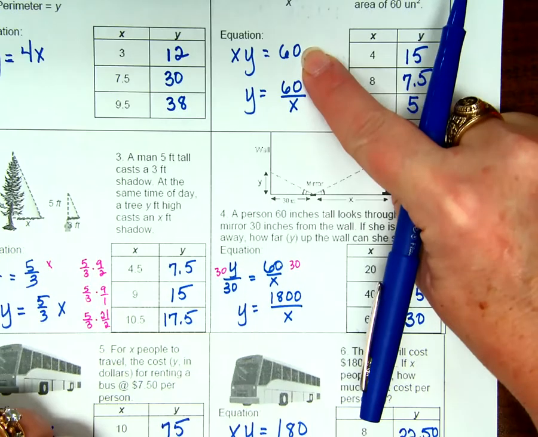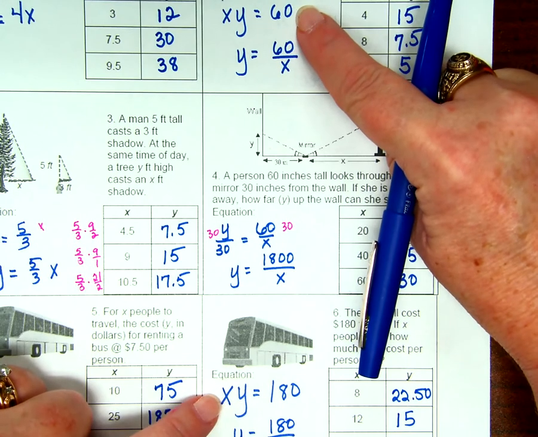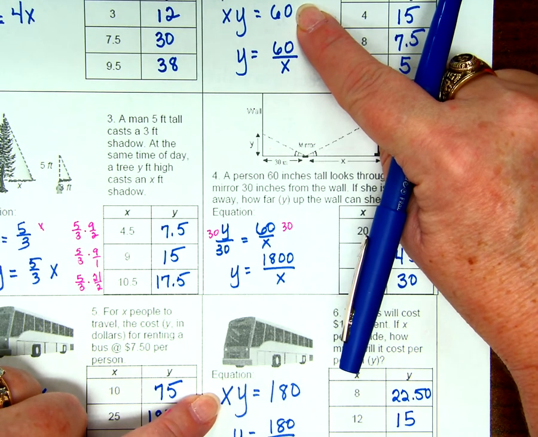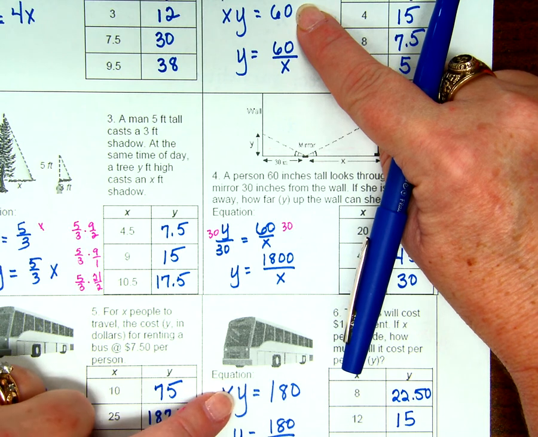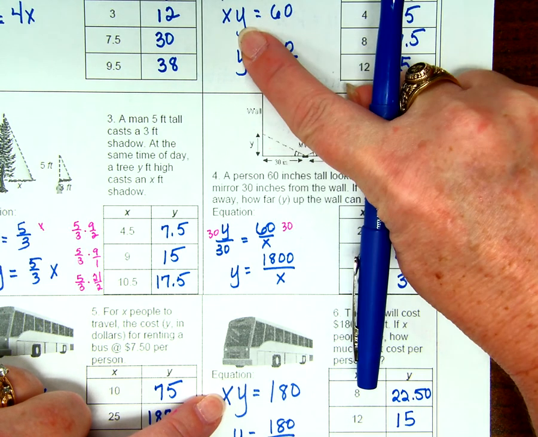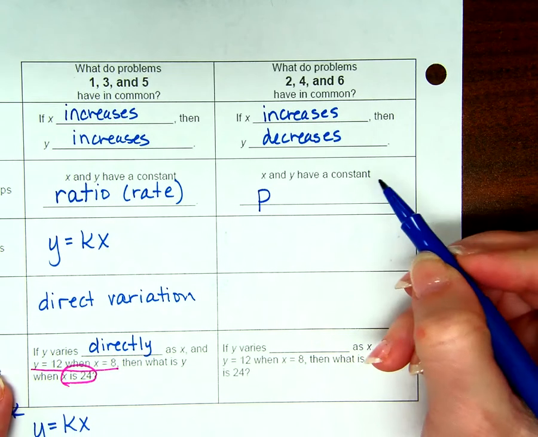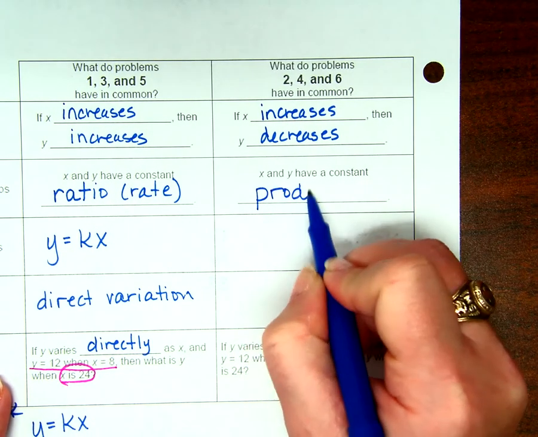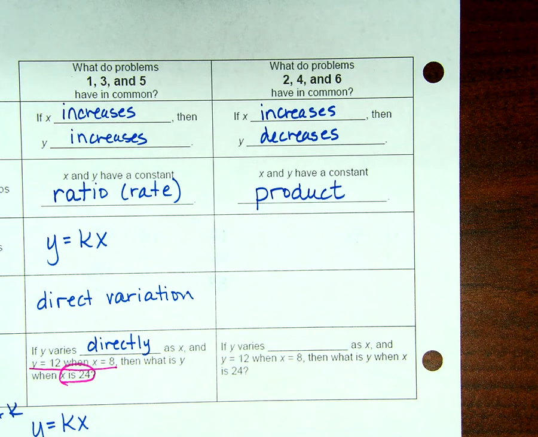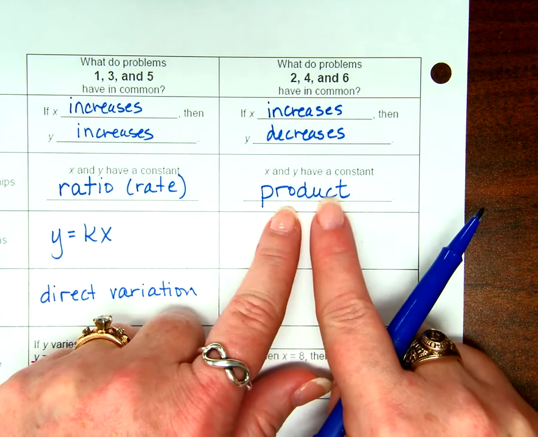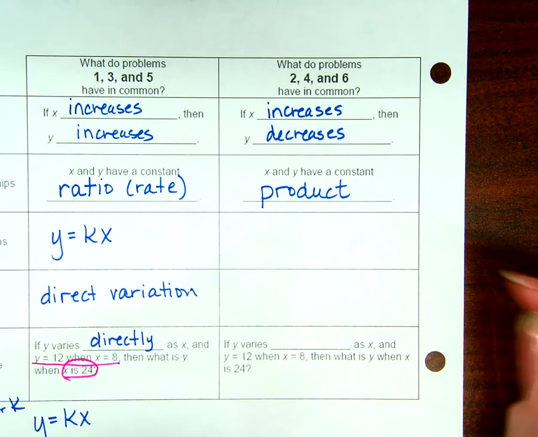It's easiest to see in these two problems because of how we wrote our answer. X and y have a constant what? Well, what are they doing to each other? Multiplying? What's another word to say multiplying? They have a constant product. This is a division. This is multiplication.